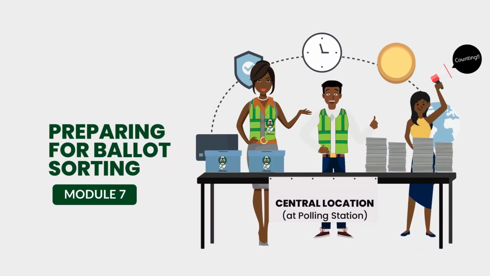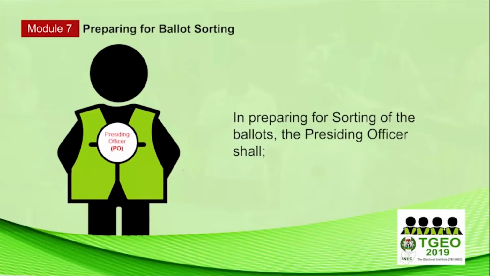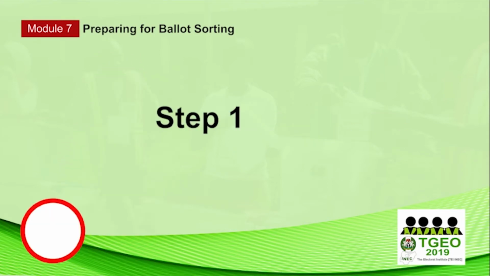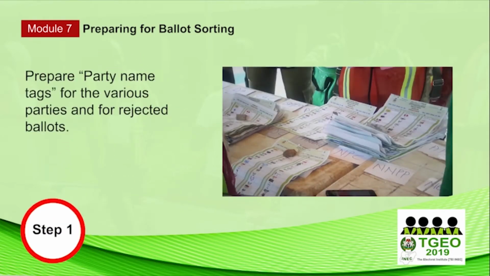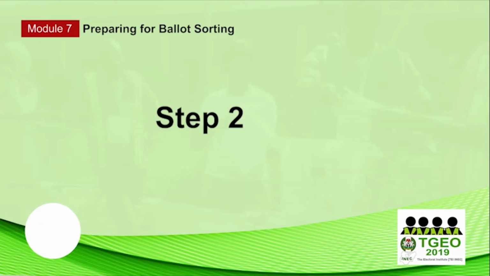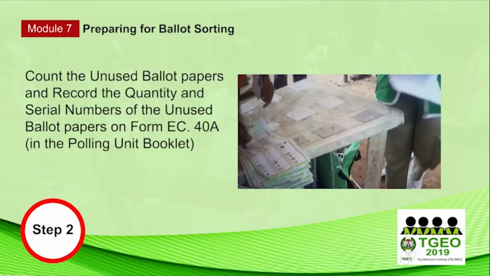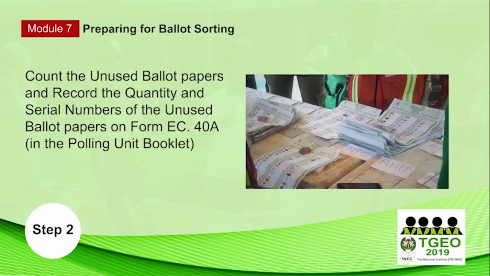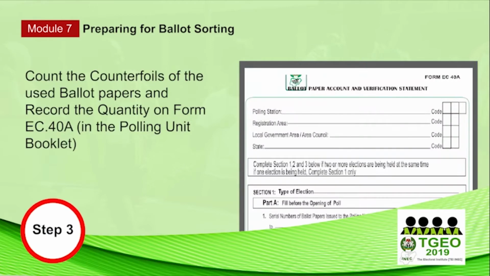Module 7. Preparing for ballot sorting. In preparing for sorting of the ballot, the presiding officer shall: Step 1. Prepare party name tags for the various parties and for rejected ballots. Step 2. Count the unused ballot papers and record the quantity and serial numbers of the unused ballot papers on Form EC40A. Step 3. Count the counterfoils of the used ballot papers and record the quantity on Form EC40A.